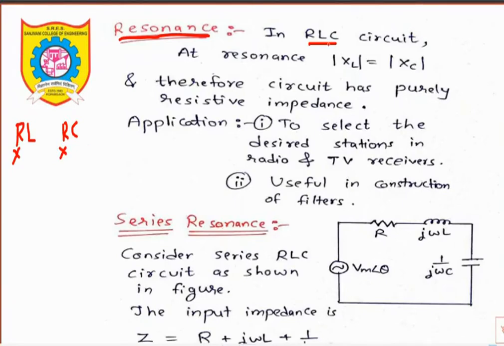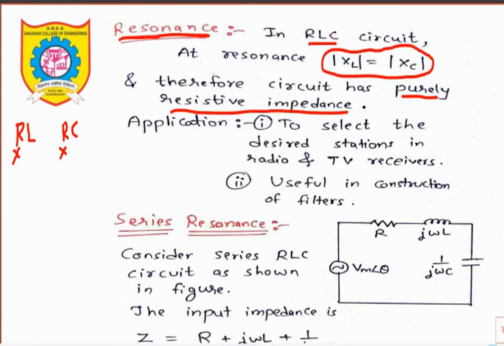At resonance, what happens? The magnitude of inductive impedance is the same as the magnitude of capacitive impedance. These two magnitudes are always the same, and our circuit has a purely resistive impedance. Very important point: at resonance, the impedance is purely resistive.